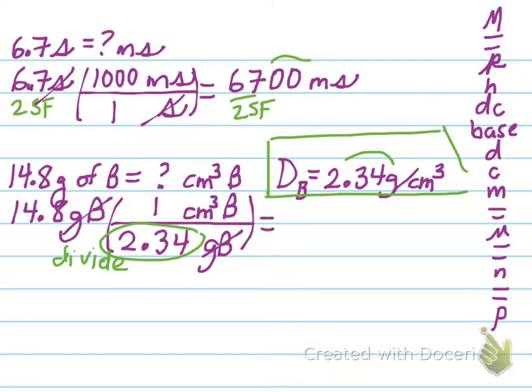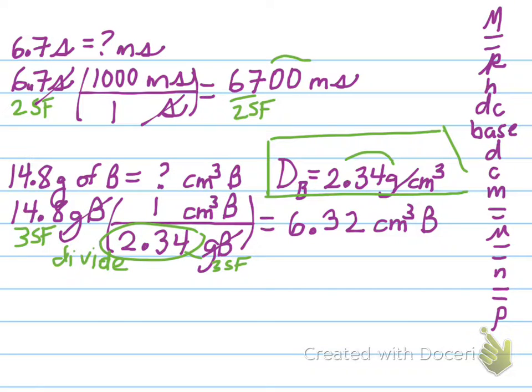So on my calculator, I'm going to take 14.8 and divide it by 2.34. And how about significant figures here? This has 3 significant figures. This number also has 3 significant figures, so my answer should have 3 significant figures. So my answer should be 6.32 centimeters cubed of boron.